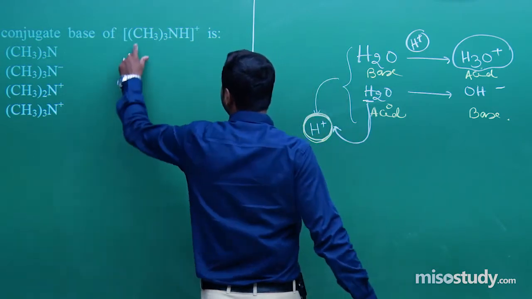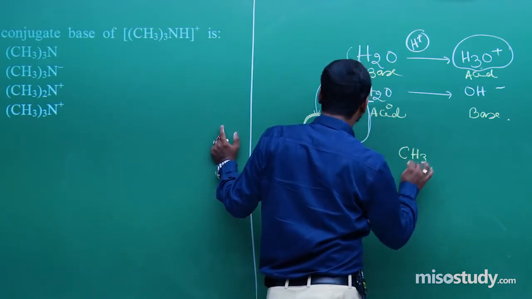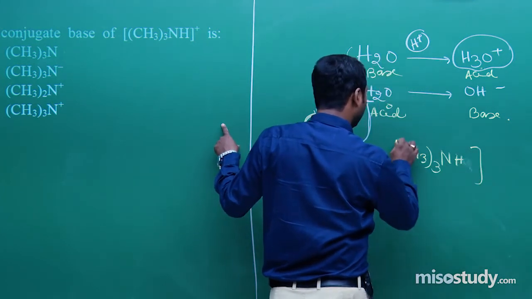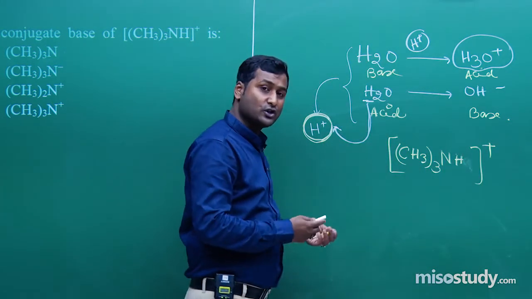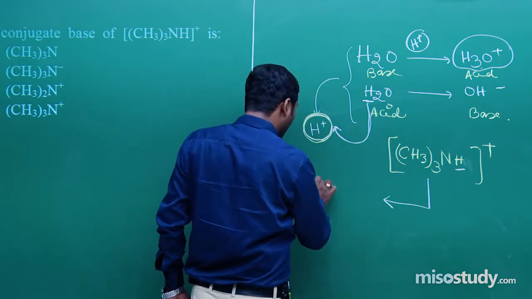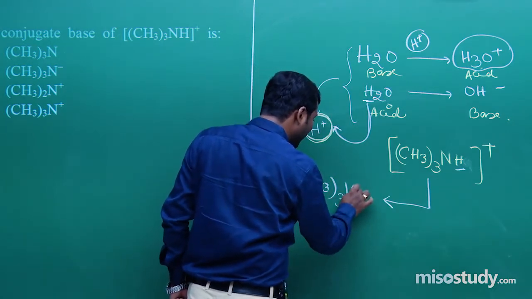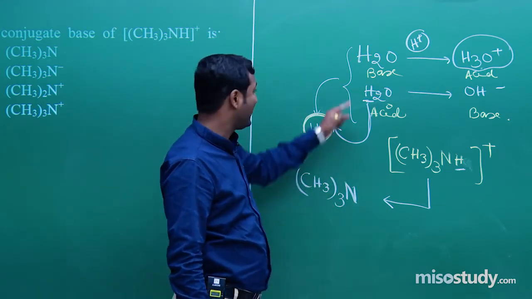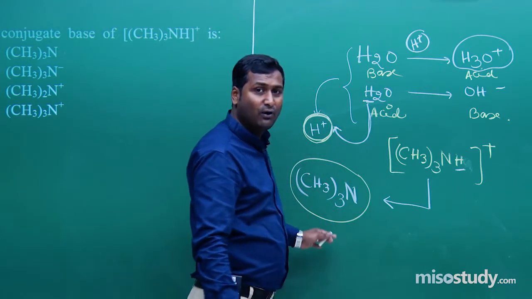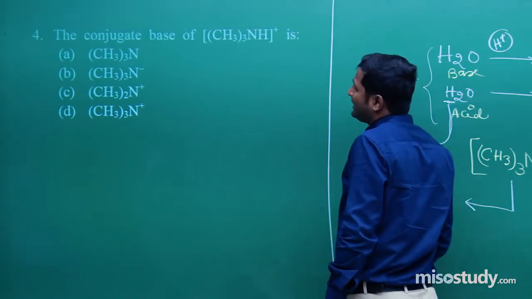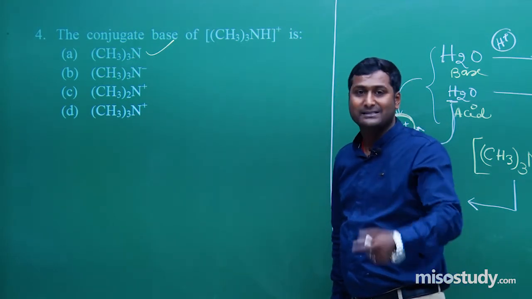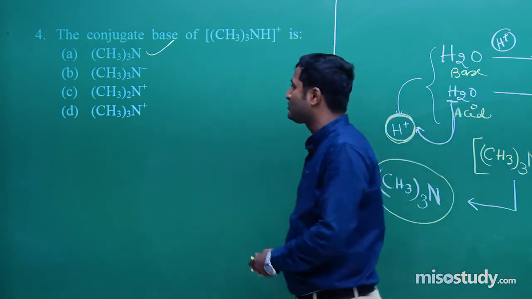Now if I talk about the conjugate base, that is (CH3)3NH plus. The question asks for the conjugate base, so we have to release the H plus ion. If you release the H plus ion, what do we get? (CH3)3N. This is its conjugate base according to the concept. So check out which one is the correct option. That is (CH3)3N. So for question number 4, A is the correct option. Clear? I think now you can easily solve such kind of questions.